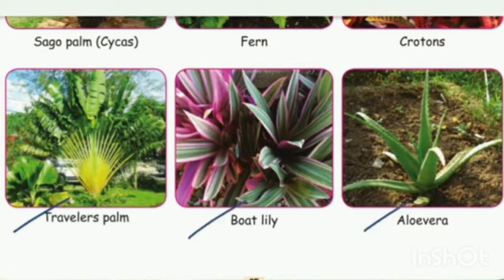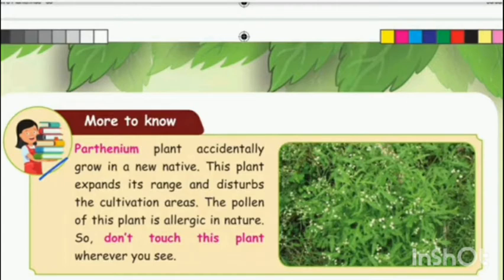You should know more about this plant, Parthenium. The Parthenium plant accidentally grows in a new native area. This plant expands its range and disturbs the cultivation areas. The pollen of this plant is allergic in nature. So don't touch this plant wherever you see it, children.